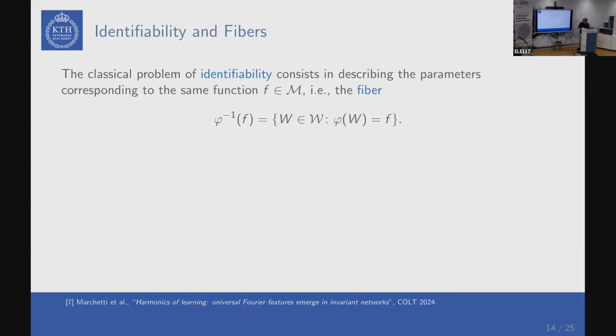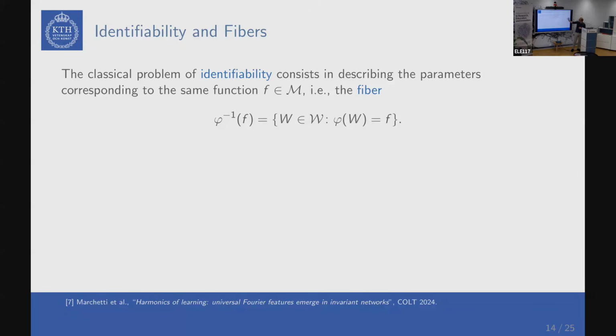Let's move on to identifiability, the second thing I would like to talk about. So identifiability is a traditional problem in deep learning. Actually, beyond that, in machine learning, system identification. It's a traditional problem in, let me say, applied sciences. So in machine learning, what does identifiability mean? Well, the problem asks for describing all the parameters that define the same function.